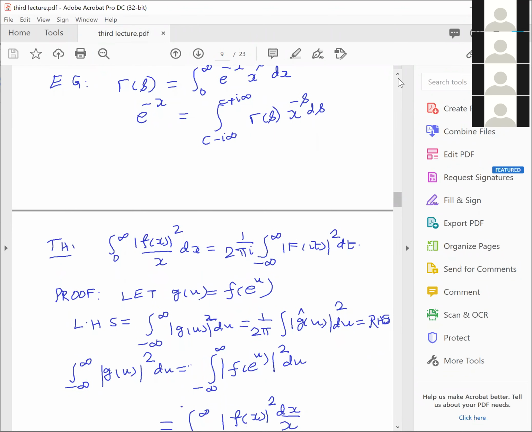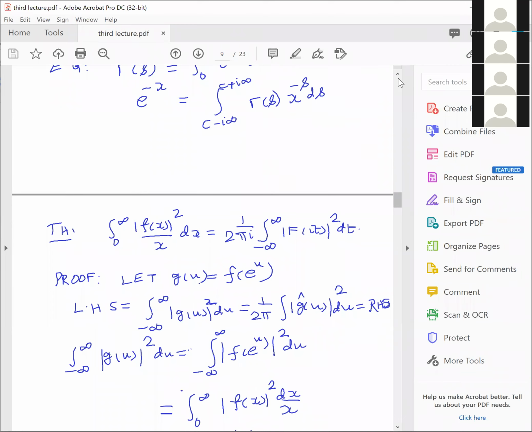Now, let's take the L2 norm of g, which is the integral from minus infinity to plus infinity of mod g(u) whole square du. By definition g(u) is f(e^u), so you get the integral of mod f(e^u) square du. Make the obvious change of variable e^u going to x. Then this becomes the integral from 0 to infinity of mod f(x) whole square times dx by x, and that is exactly the left hand side. Therefore, the left hand side is just nothing but the L2 norm of g.